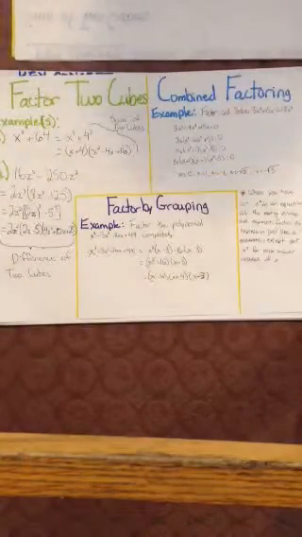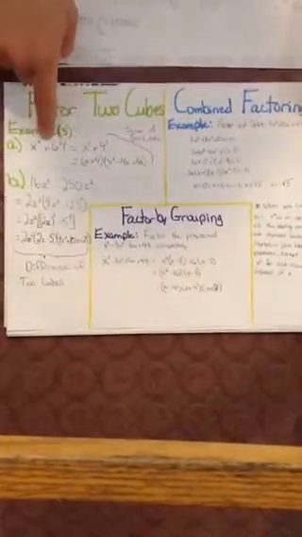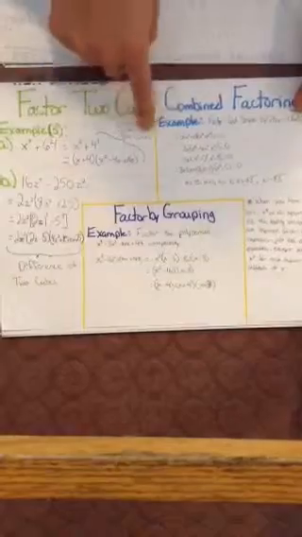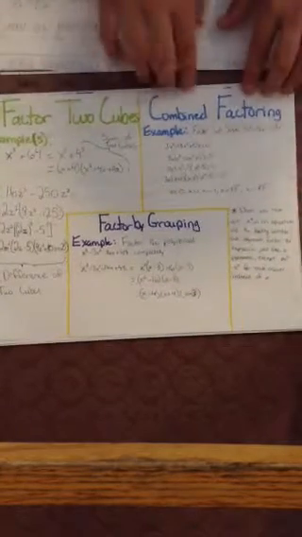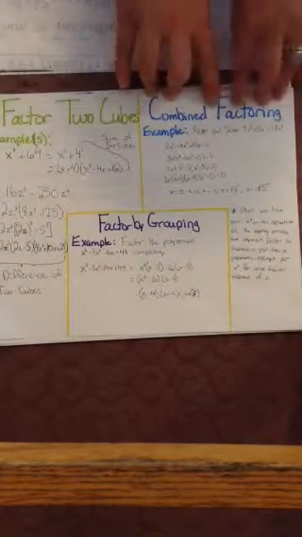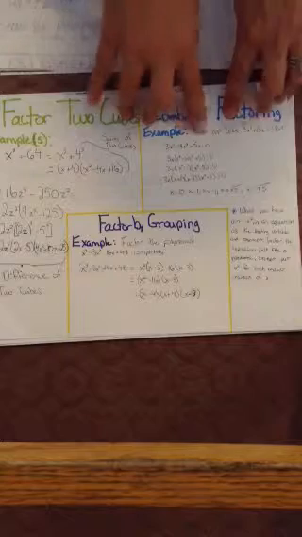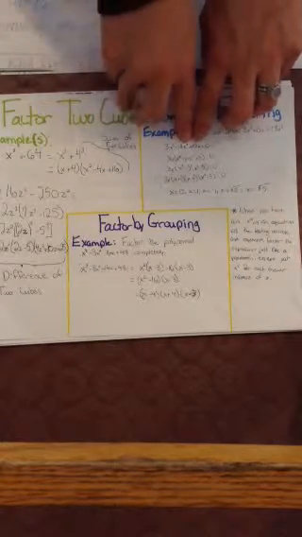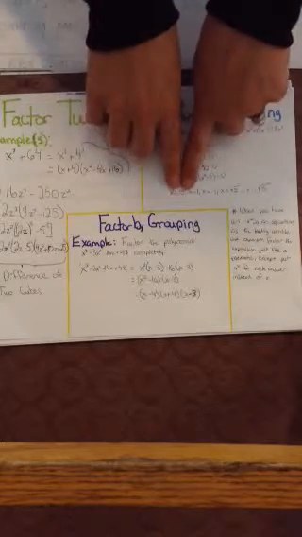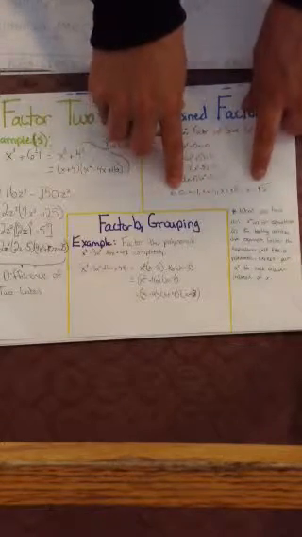Factor two cubes. As you can see, there's the example, which is x cubed plus 64, which can factor out with the sum of two cubes and the extra one down here if you want to actually solve it. But there's combined factoring, in which you take the equations that we have listed below, and you can factor it out completely with the factored amounts here.